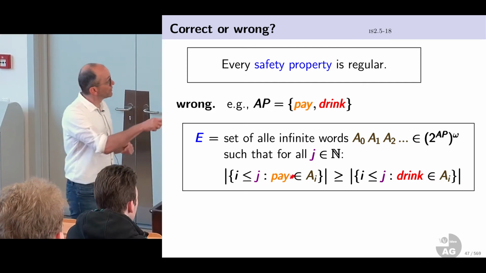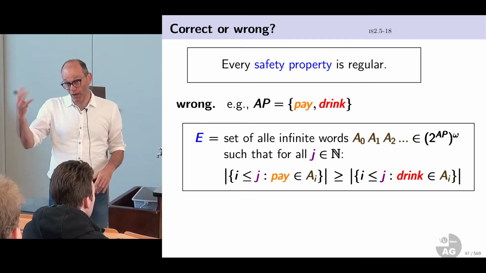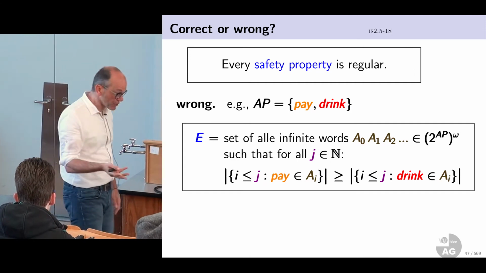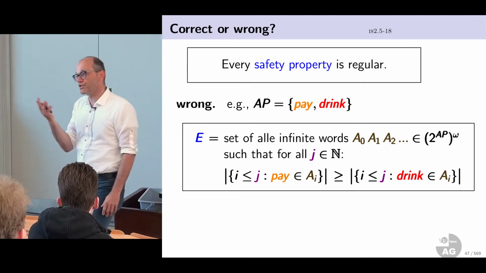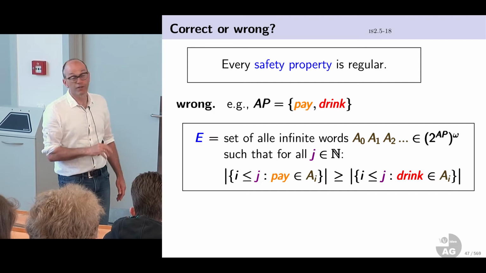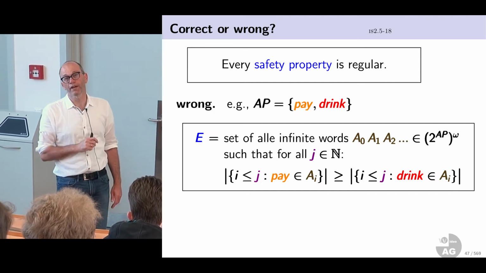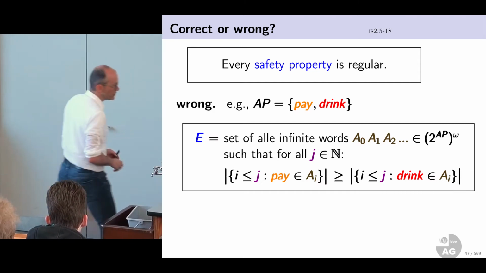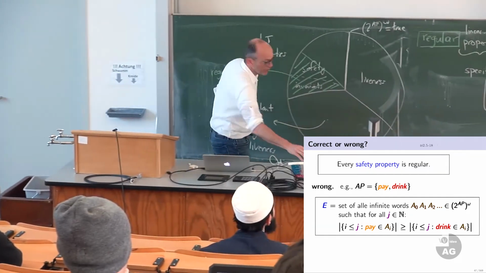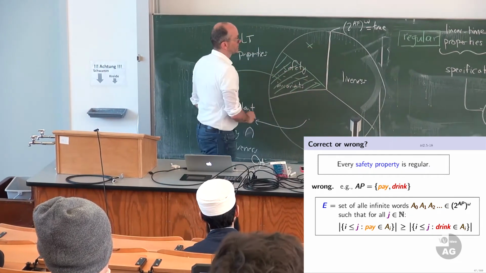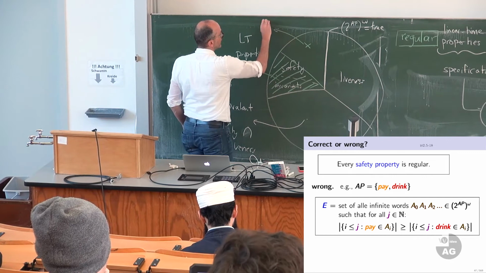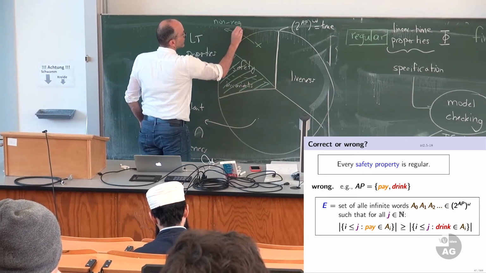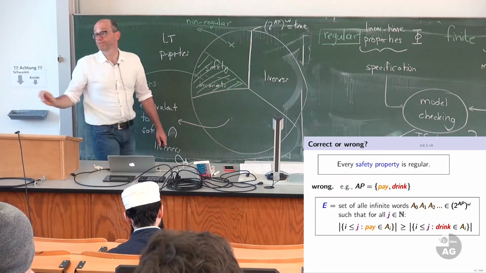And this means that you need some kind of counting argument. And this counting, as you all know from automata theory, is not regular. And therefore, this is an example of a non-regular safety property. So this is typically something which is non-regular. And in this case, it's context-free.